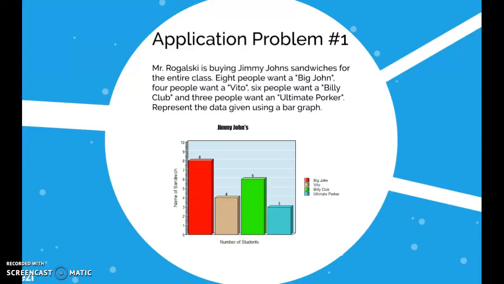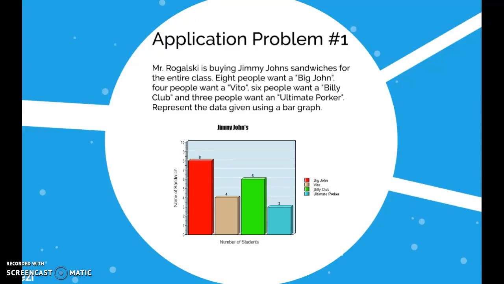Next, we're going through application problems. Mr. Rogalski is buying Jimmy John sandwiches for the entire class. 8 people want a Big John. 4 people want a Vito sandwich. 6 people want a Billy Club, and 3 people want an Ultimate Porker. Represent the data given using a bar graph.